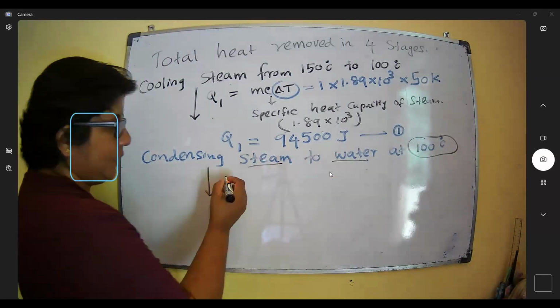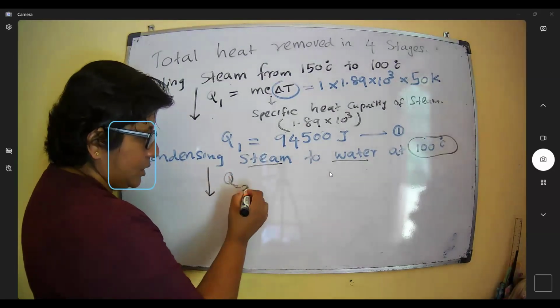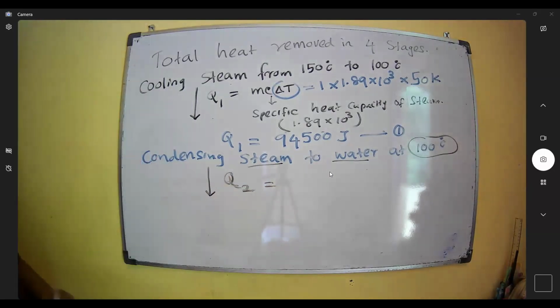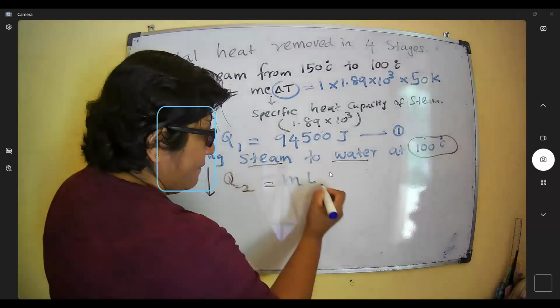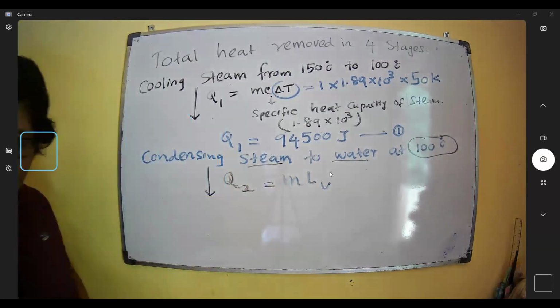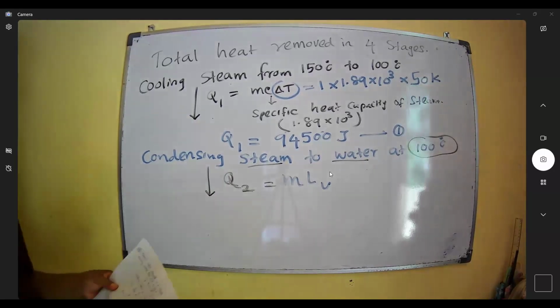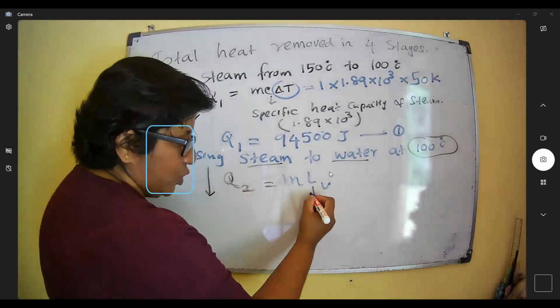Then we can find Q2, the required energy. Q2 is equal to m L. We call it m L_V, latent heat of vaporization. Latent heat of vaporization is m L_V. Right? Mass is not changing. We consider 1 kilogram of steam. Right? L_V, the latent heat of vaporization, is also given.